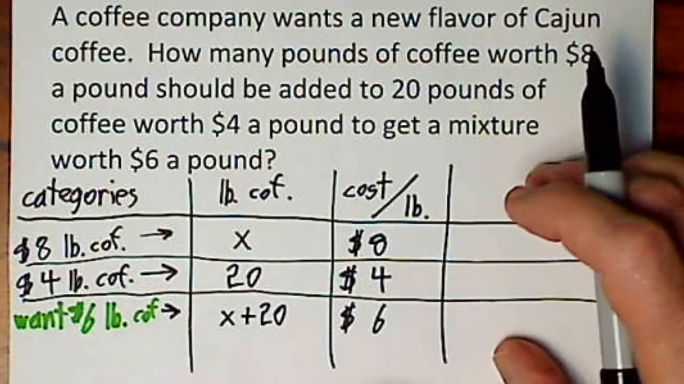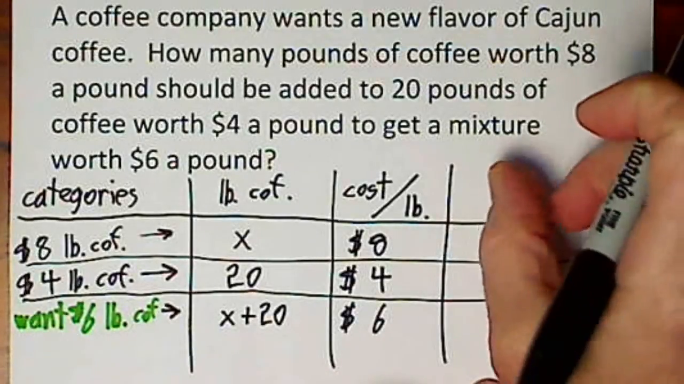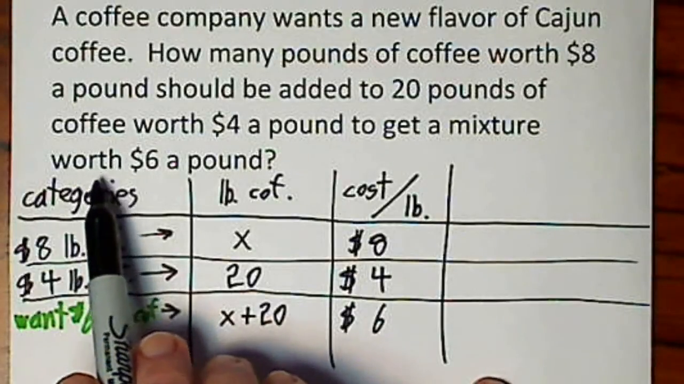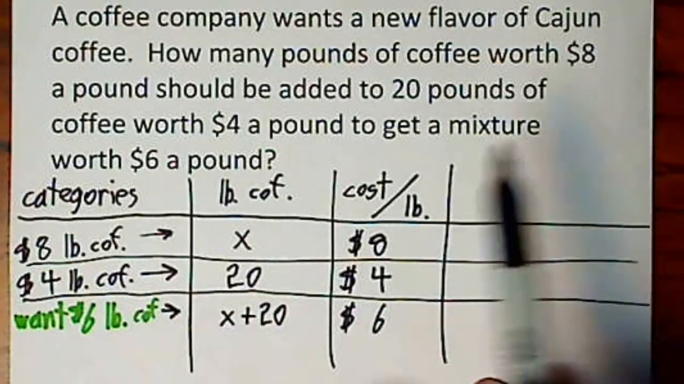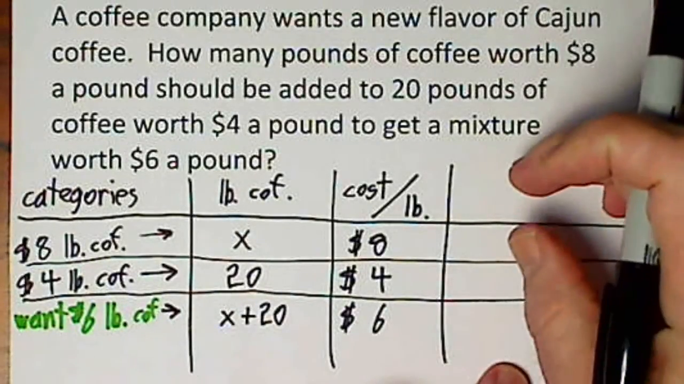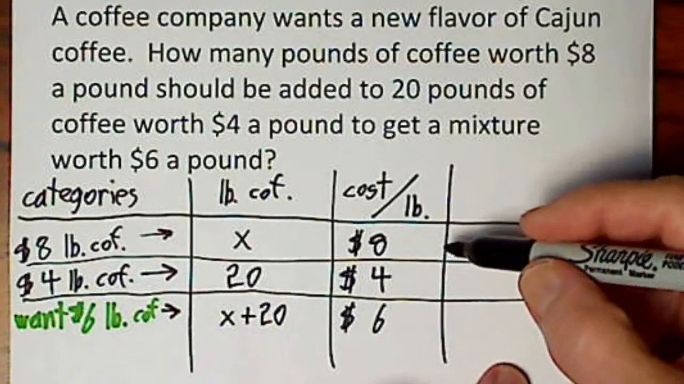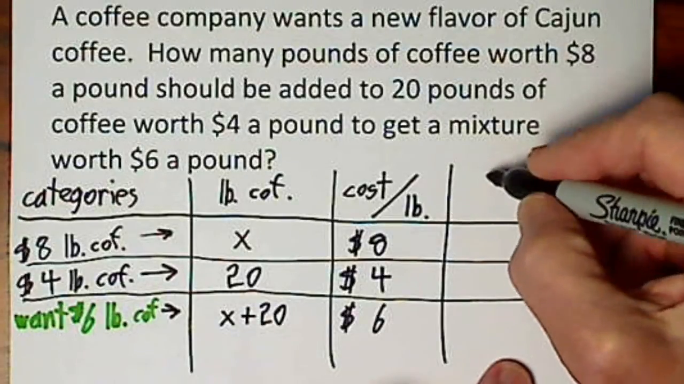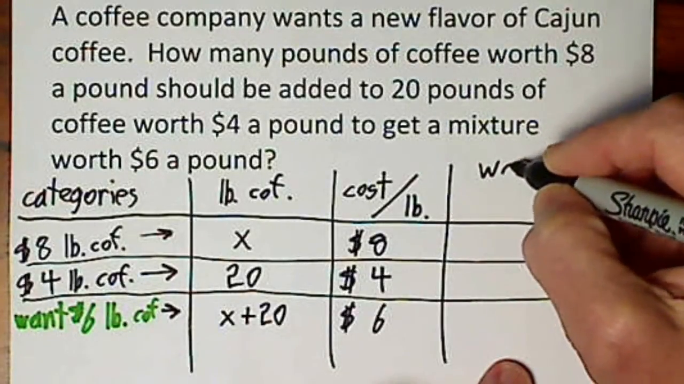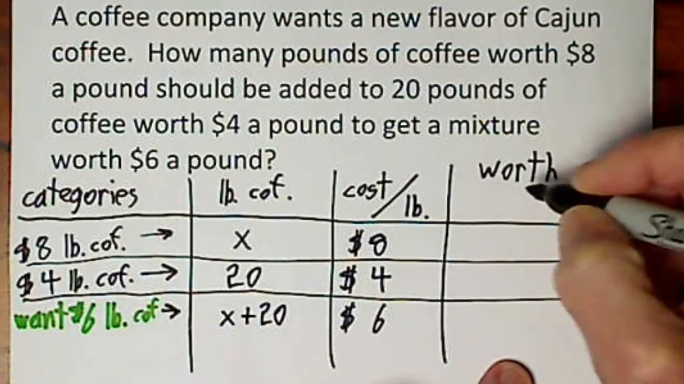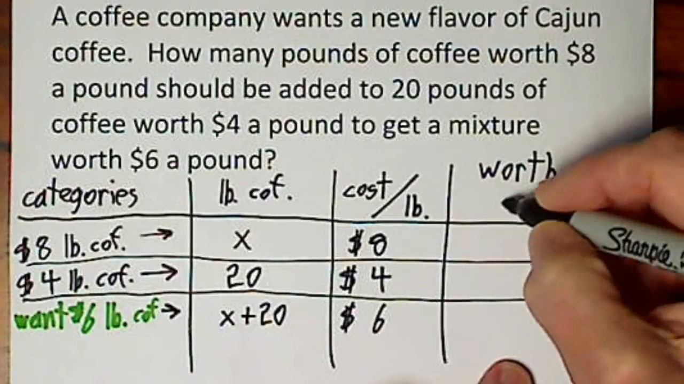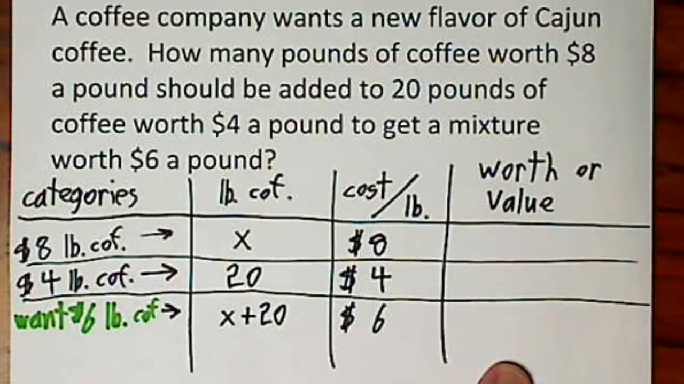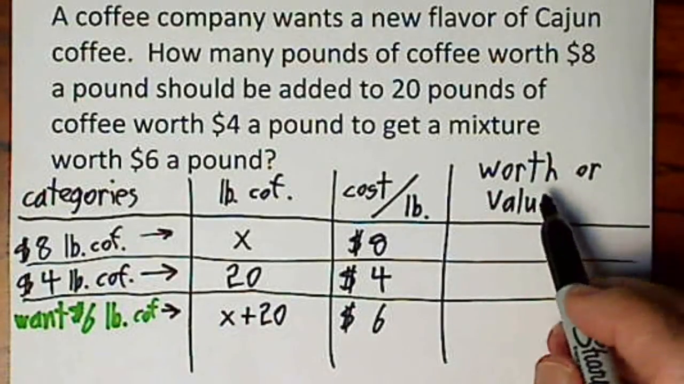And we need to know the final worth. They give us a little clue there, the worth. How do we get a mixture worth $6 a pound? We need to keep up with the worth of each, let's say, sack of coffee. All right, so I'm going to put worth or value. And the importance of this might become a little more clear in a second.